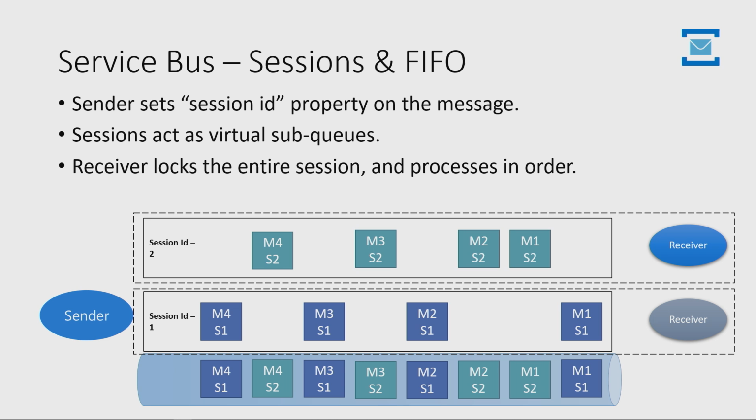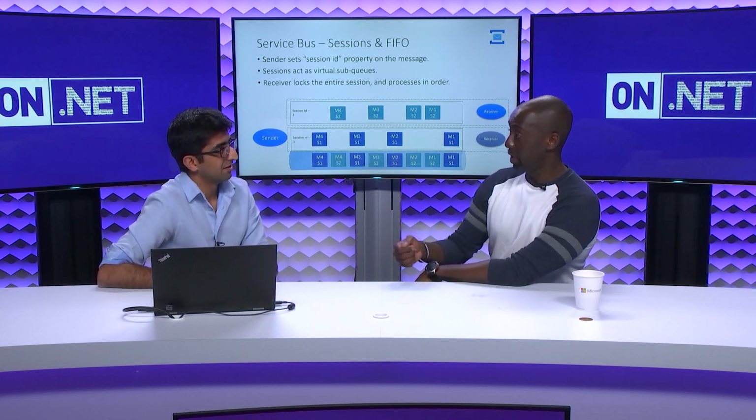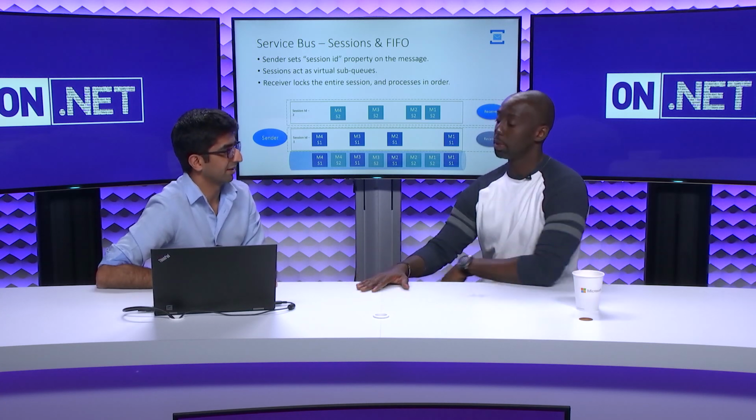So that's pretty straightforward. The session acts as a virtual queue on top of the queue itself. And as long as you lock the entire session, that session is not visible to anybody else. Got it. So it's locked to a particular receiver. Yes. And it's also ordered, right? So the receiver should know, hey, I'm expecting this sequential set of messages to come in. That is correct.